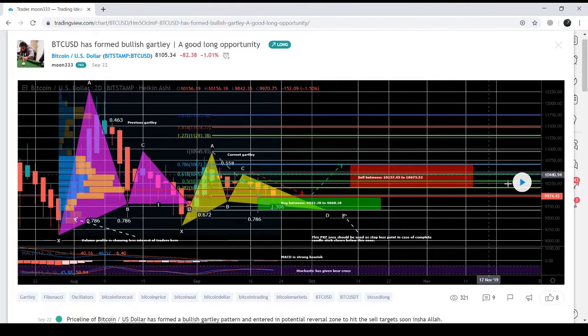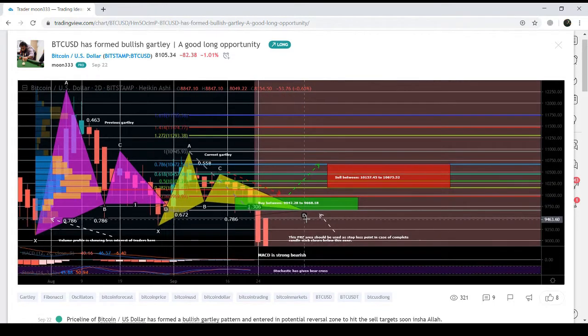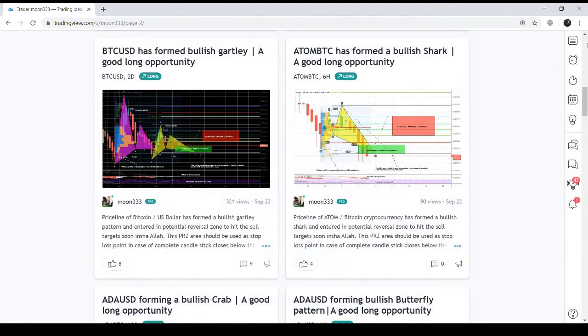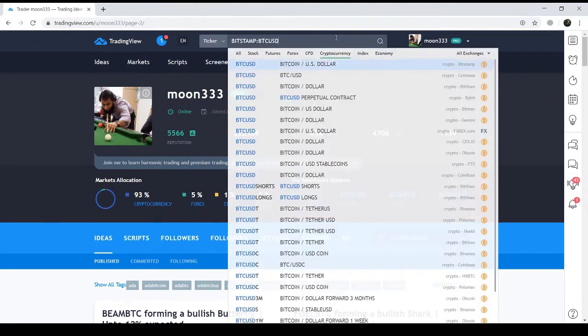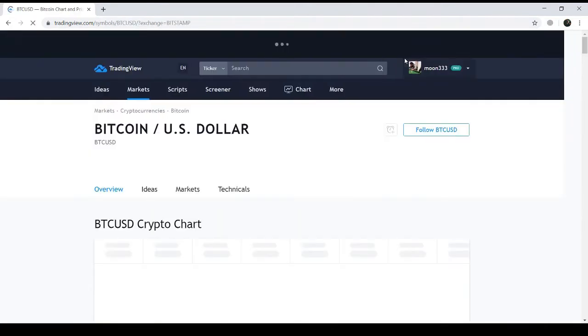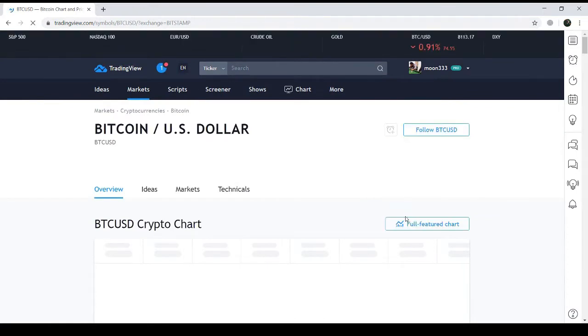Now I am playing the idea, and you can see the price action has broken down this potential reversal zone support, and now the price action has formed a bullish butterfly on the 4-day chart. Now I'm just taking you to the live chart. We will see the price action movement on the live chart, and it will be the 4-day chart, BTC US dollar, and this is the live chart.